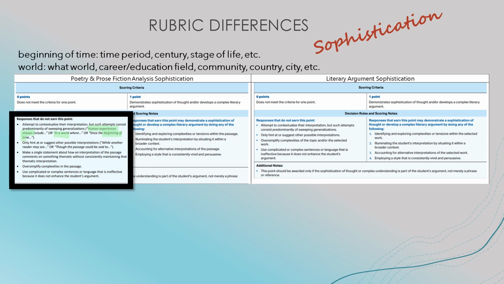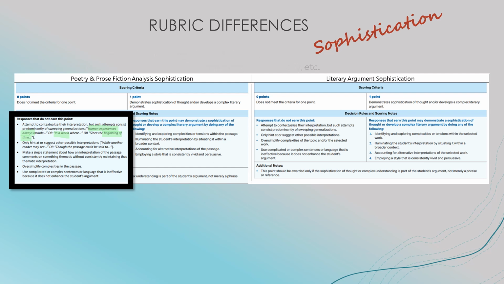Next, when you see in the beginning of time, you can give a particular time period, century, or stage of life. That's easy. Again, refer back to your text to get this information.